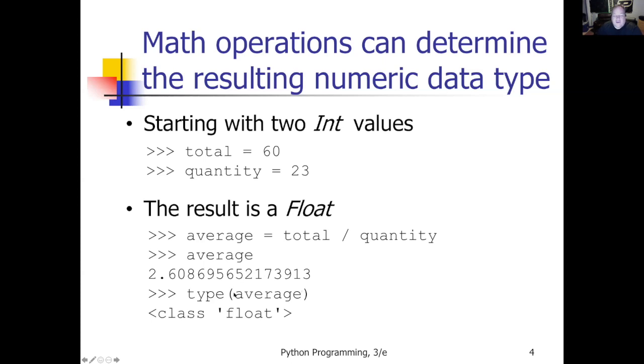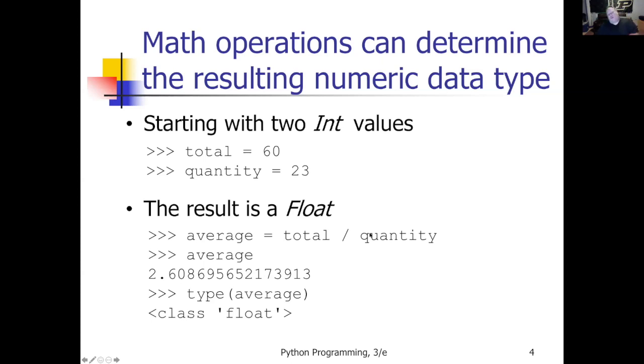And if I ask Python to tell us what data type this number is, you can already tell it's float because it has decimal places, right? This is an integer, 60. This is an integer, 23. But this is a float, 2.60869, whatever. It is a float value. And in fact, we talked about operators like the divided by sign here: if you use divided by, you always get a float as a result. And that's true. So the operation you perform can determine the resulting numeric data type.